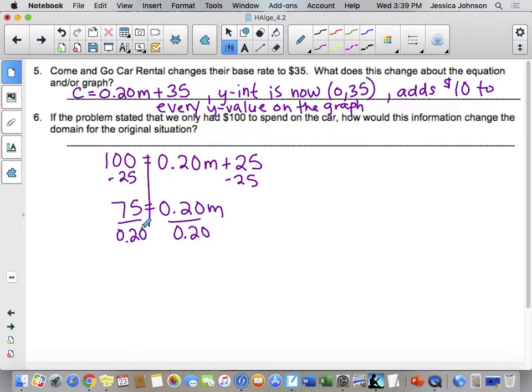75 divided by 0.20 is 375. So the maximum amount of miles that I could drive for $100 would be 375 miles. So my domain is going to change to a range. 0 is the smallest my domain can be, and 375 is the biggest. So the way that I would write that is that M is greater than or equal to 0, but M also has to be less than or equal to 375 miles.